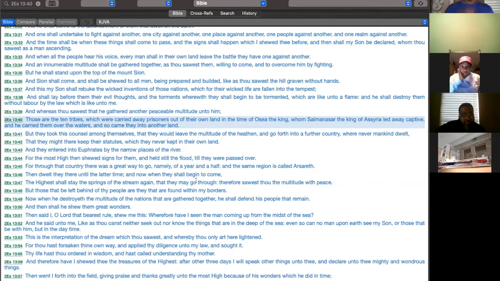So when you look at it, it says those are the 10 tribes which were carried away prisoners out of their own land. This is talking specifically about the Northern Kingdom. In the time of Hosea the king, whom Shalmaneser the king of Assyria led away captive, and he carried them over the waters. And so they came into another land. Jump down to verse 45. For through that country there was a great way to go, namely of a year and a half, by ship. And the same region was called Arsareth.